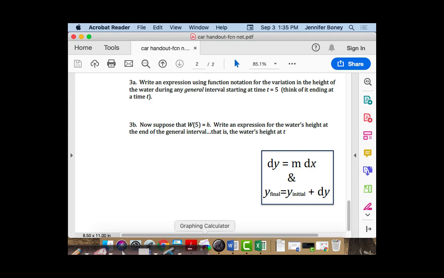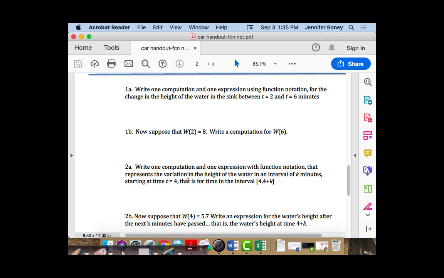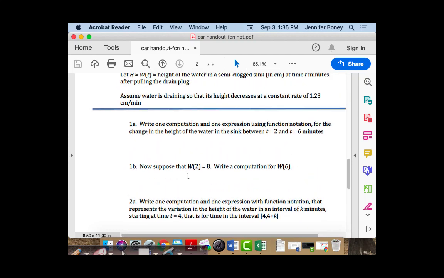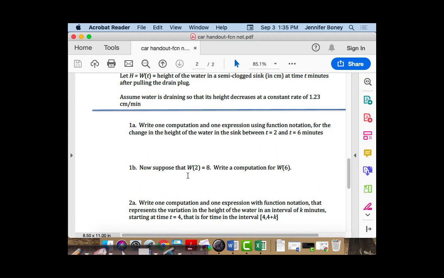So back to the top of this page, maybe. All right, so for the whole page, water is draining at a rate so that the height changes by 1.23 centimeters per minute. In the first question, we want to write a computation and an expression with function notation to indicate the change in the height of the water, how much it decreased during the time interval 2 through 6 minutes into this draining fiasco. We started trying to drain the water. It's not going very fast.